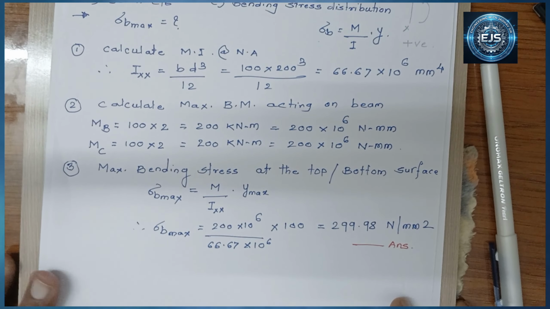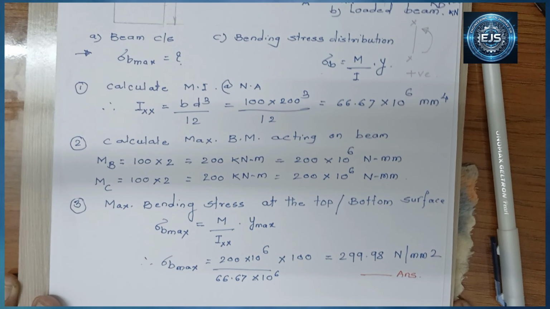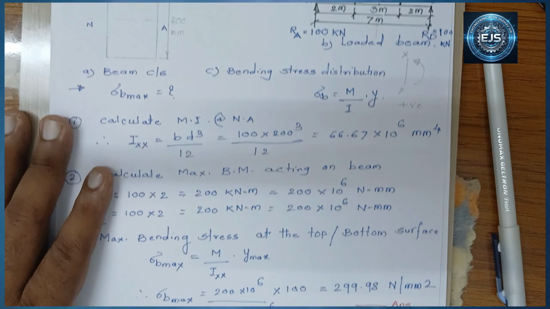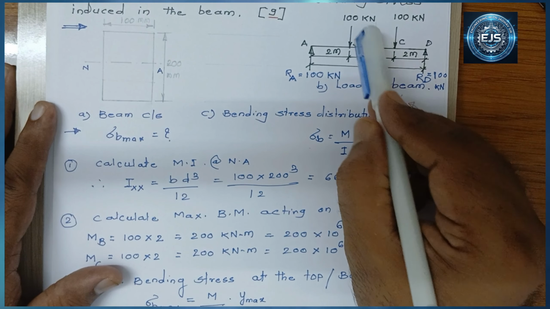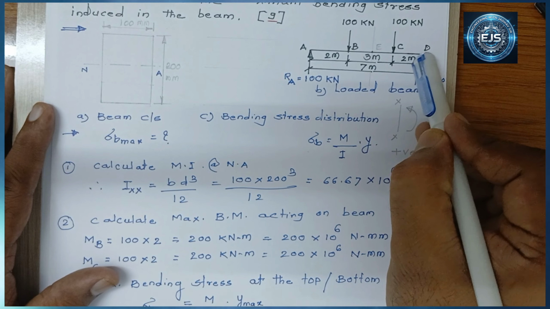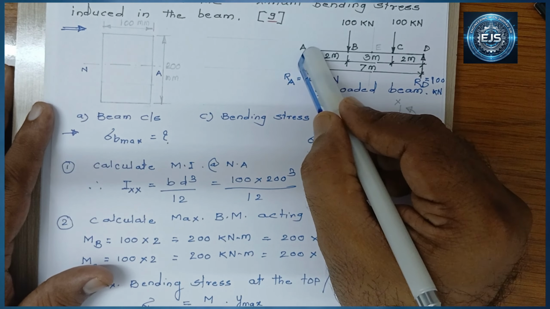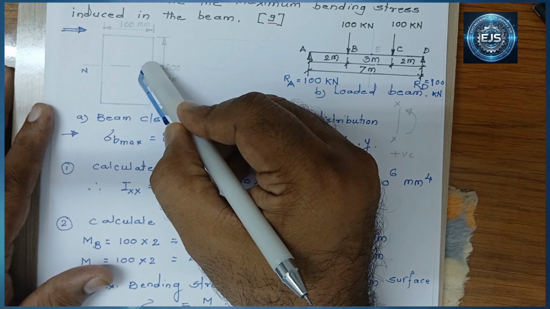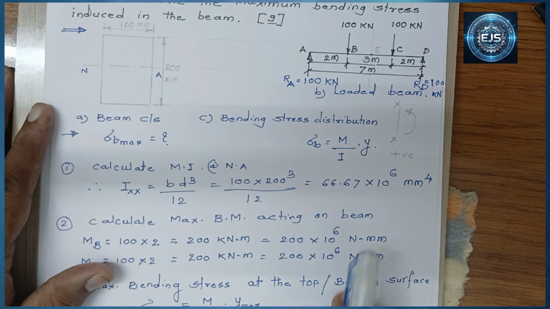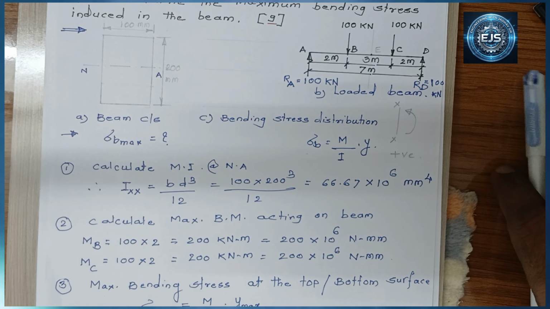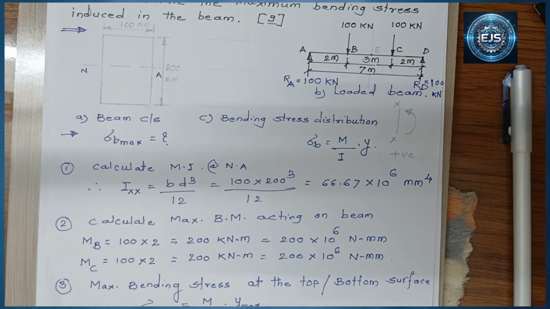Now we have to see the bending stress distribution diagram. We can see that when the load acts on a simply supported beam, it bends in a concave shape. When the beam bends in a concave shape, the portion of the beam above the neutral axis is subjected to compressive stress, and the portion of the beam below the neutral axis is subjected to tensile stress. So the bending stress distribution diagram for this problem is in this way.